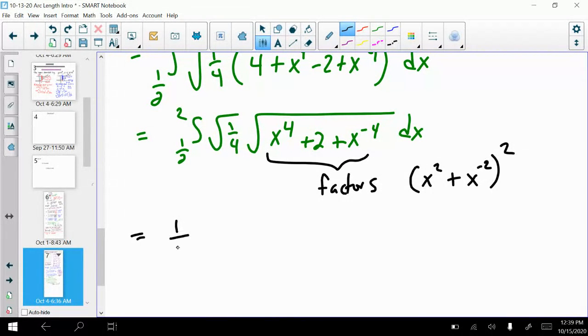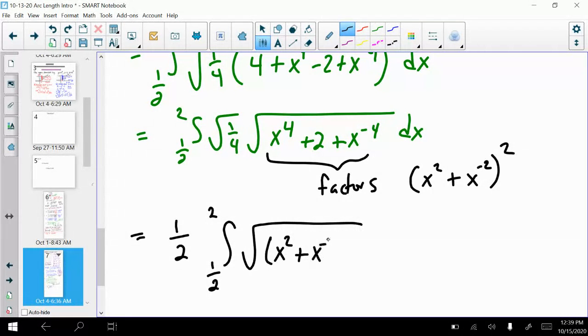The square root of 1/4 is 1/2. That's why there's a 1/2 out in front as a coefficient. So we have 1/2 times the integral from 1/2 to 2 of the square root of x squared plus x to the negative 2, squared, dx.